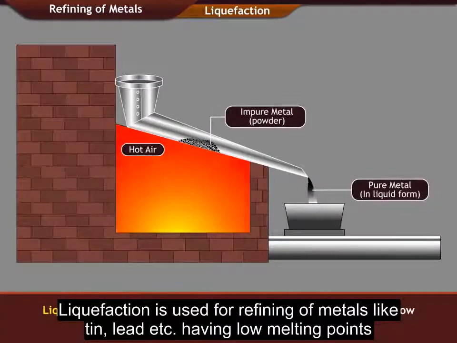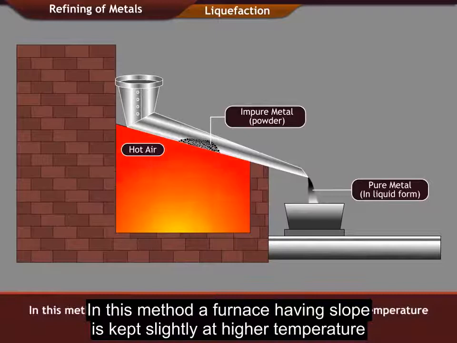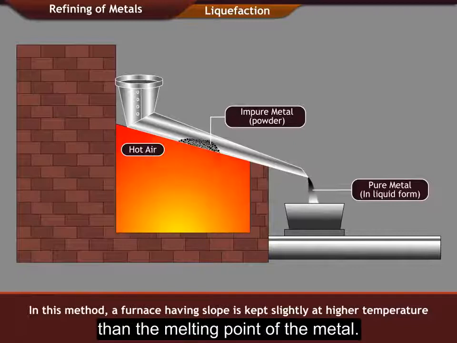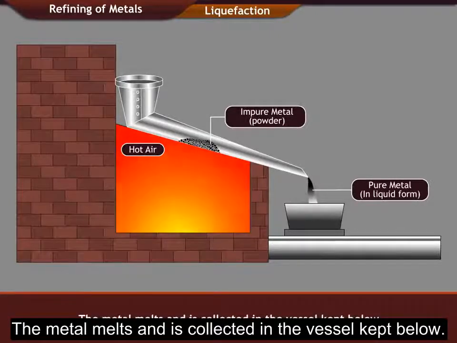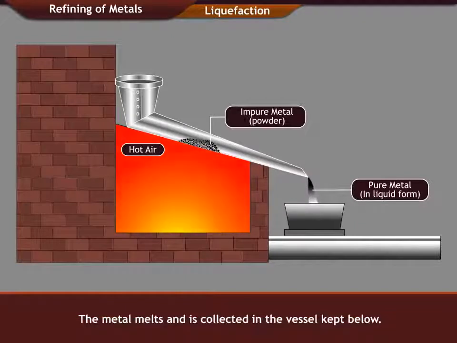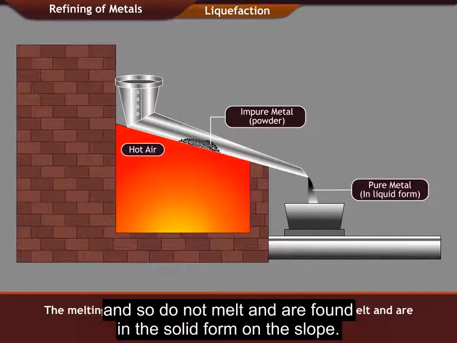This method is used for refining of metals like tin, lead, etc., having low melting points. In this method, a furnace having slope is kept slightly at higher temperature than the melting point of the metal. The metal melts and is collected in the vessel kept below. The melting points of impurities are higher and so do not melt and are found in the solid form on the slope.